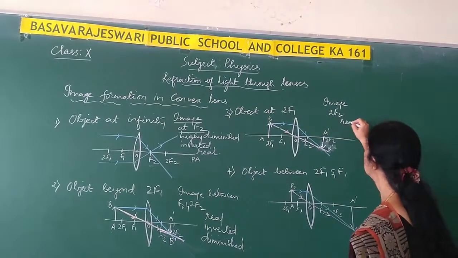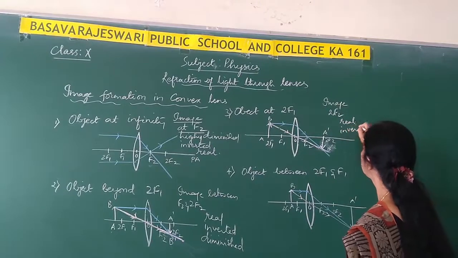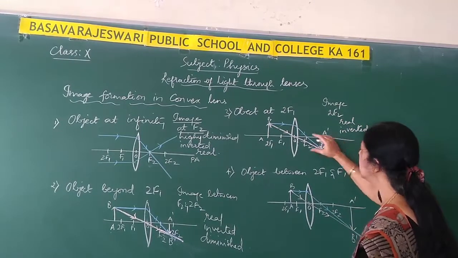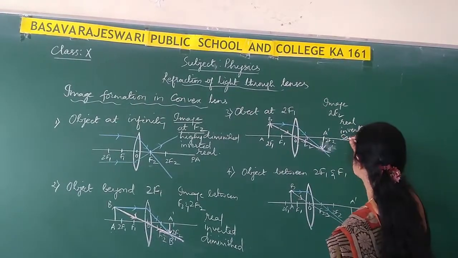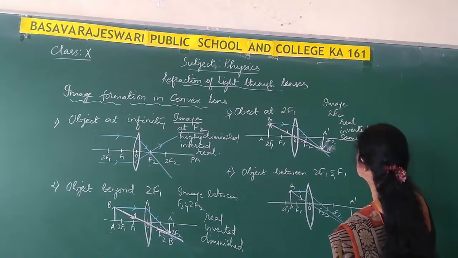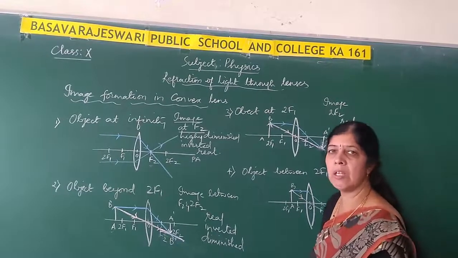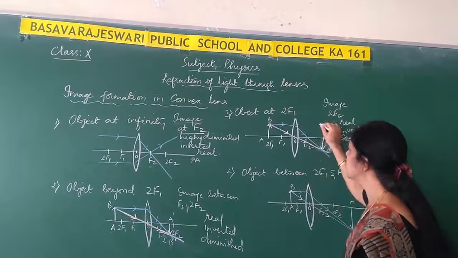It is real, inverted, and the image will be of the same size as the object. So the size of the image will be the same as that of the object. Okay, so this is the third case.